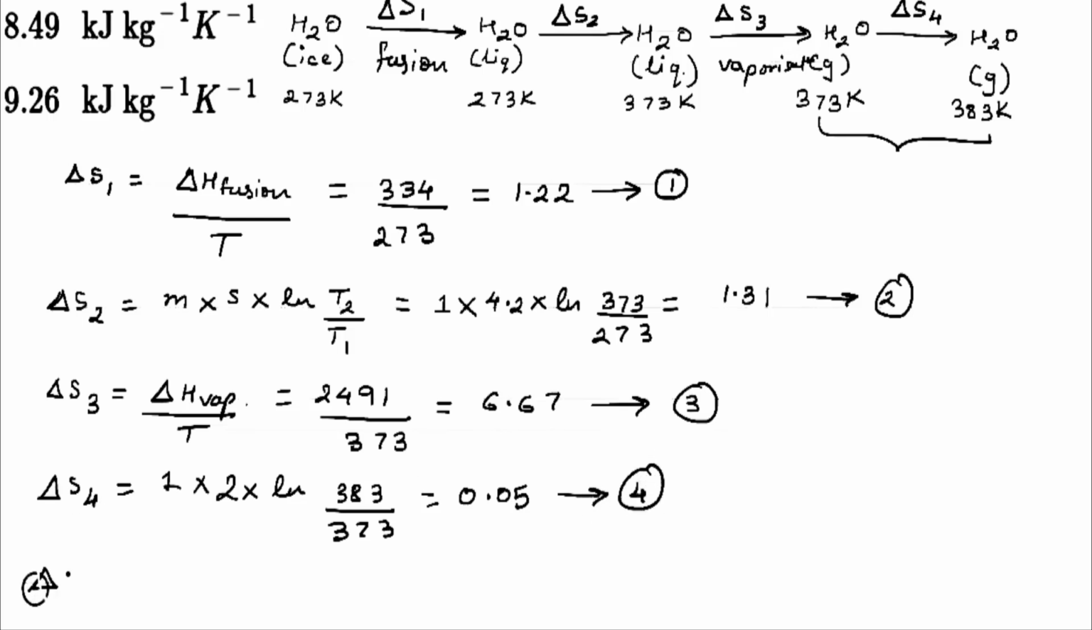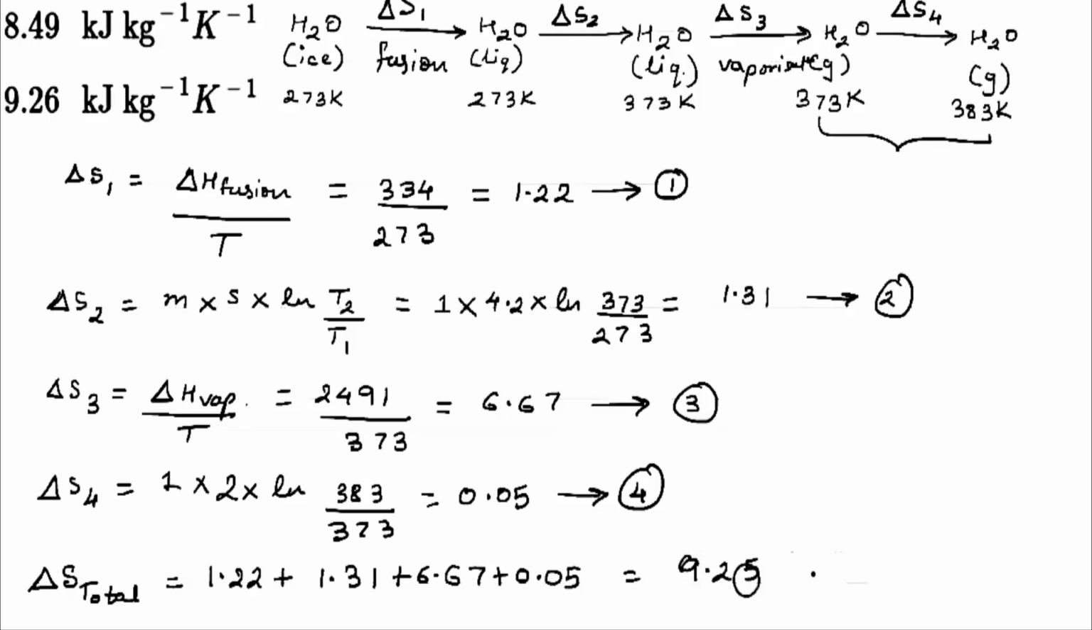So what do you have to find out? The total entropy change. So the total entropy change will be the summation of all of these values. So that's going to be 1.22 plus 1.31 plus 6.67 plus 0.05. And that sums up to 9.25. Okay, what's the unit? Kilojoules per Kelvin per kilogram.